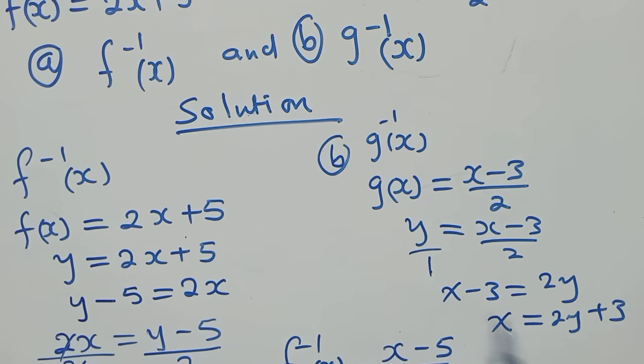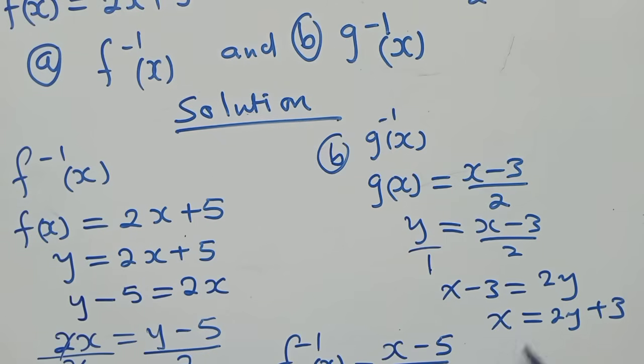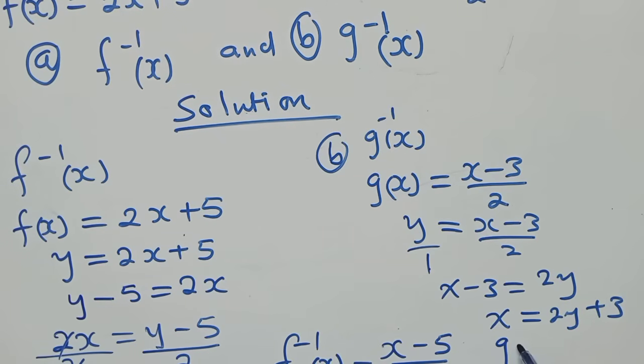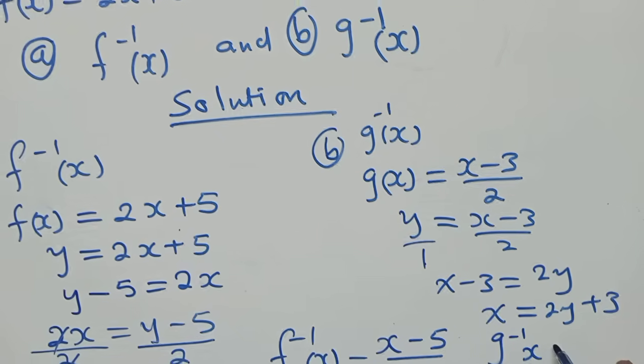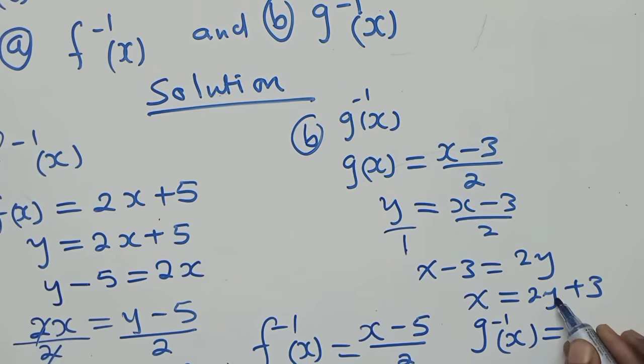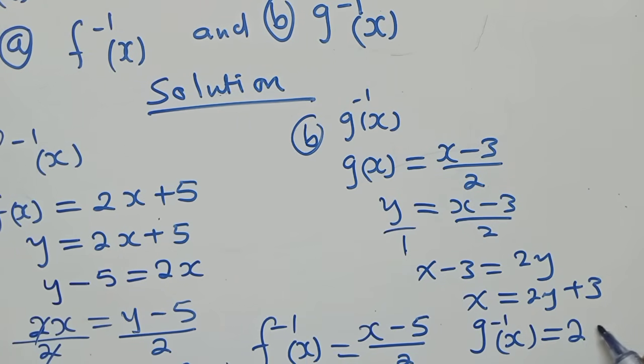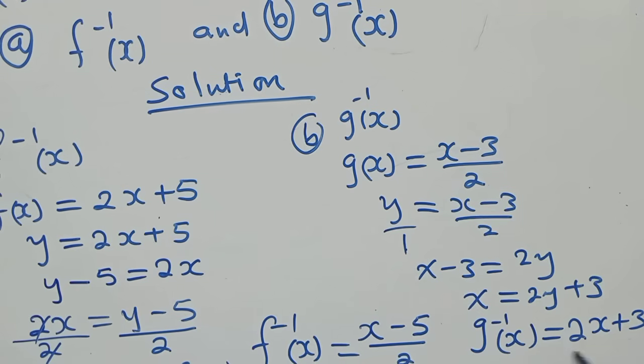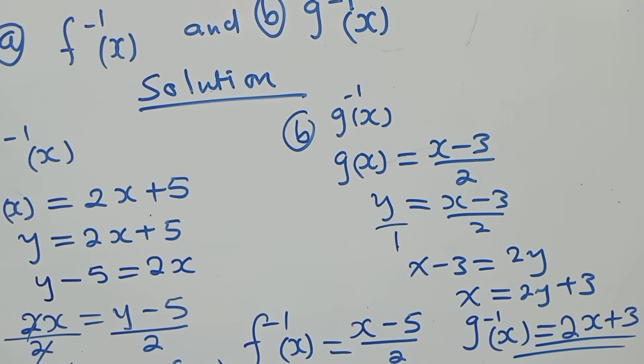All you need to do is to put back this. So we say g inverse of x will be equal to, here we write a 2. Now where there is y, we put x plus 3. You're done. So this is our answer.